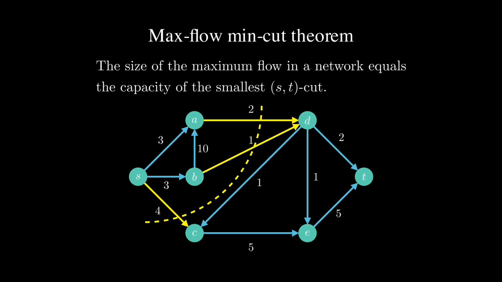Since the flow cannot exceed the capacity of the smallest cut, and it is possible to achieve a flow equal to this capacity, the maximum flow must be equal to the capacity of the smallest S-T cut.